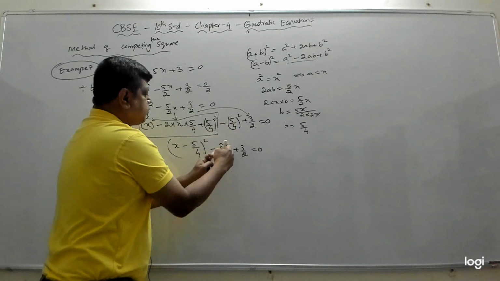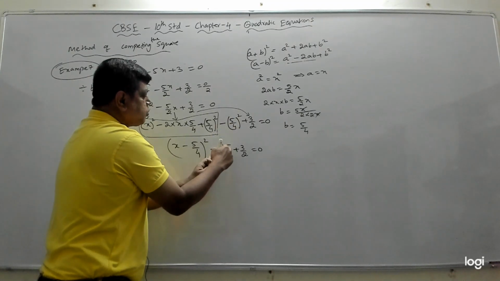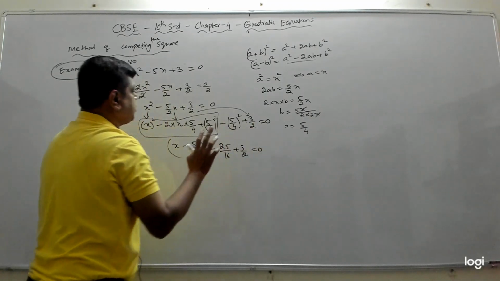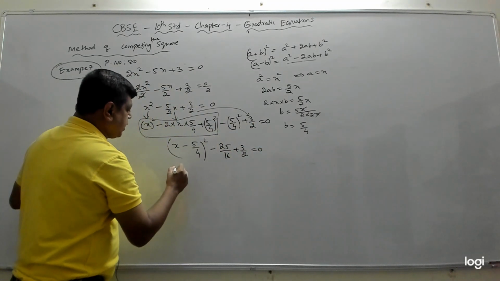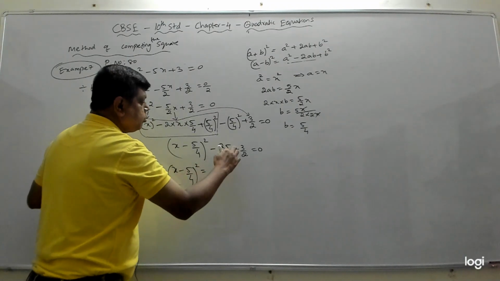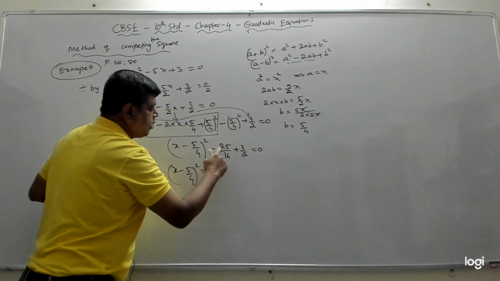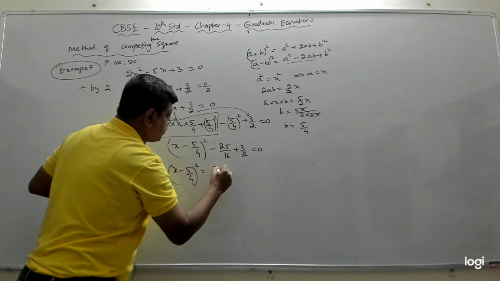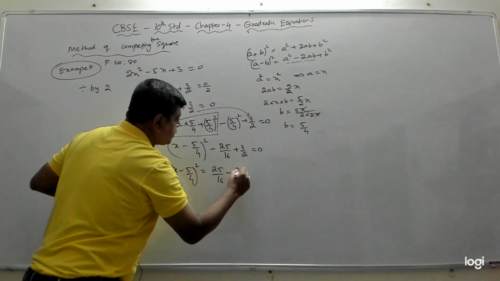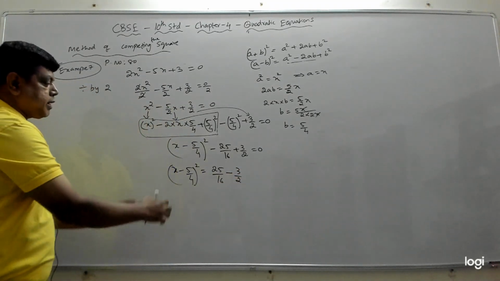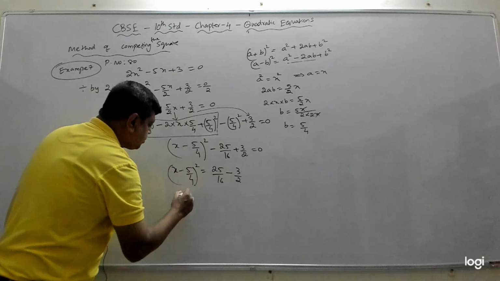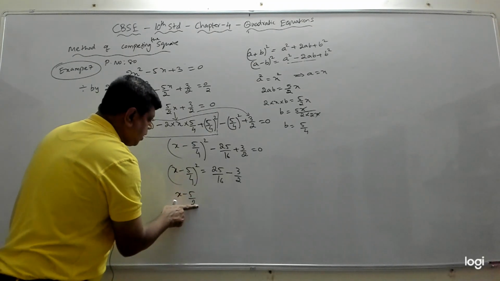Then minus 5 by 4 the whole square means 5 square is 25. 4 square is 16. This I am writing as it is. This writing as it is. 3 by 2 is 3 by 2. Now again x minus 5 by 4 the whole square equal to, now move these numbers to the other side. So minus 25 by 16 will become plus 25 by 16. Plus 3 by 2, if it goes this side, it will become minus 3 by 2. Now keep a minus b the whole square alone here. So this will become x minus 5 by 2 the whole square. Sorry, 5 by 4 the whole square.